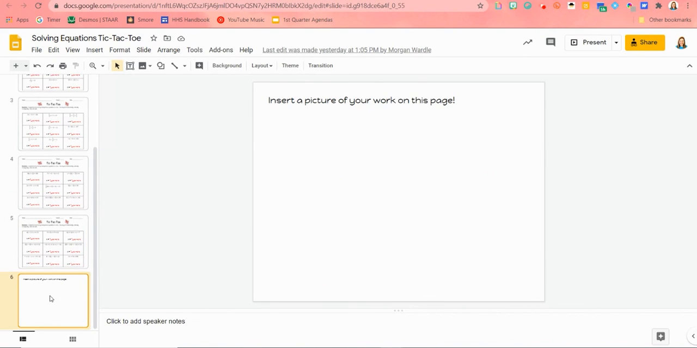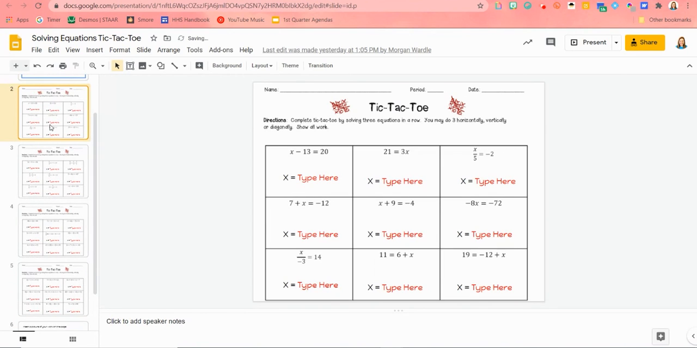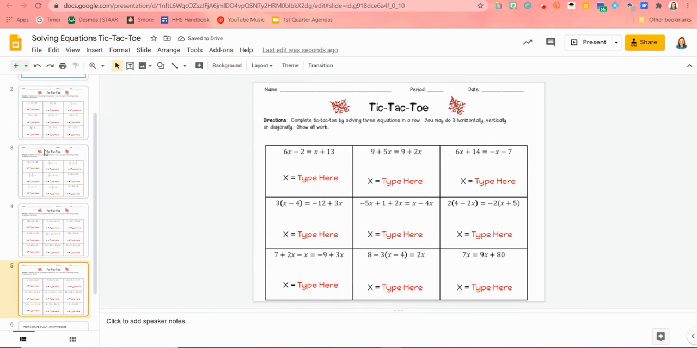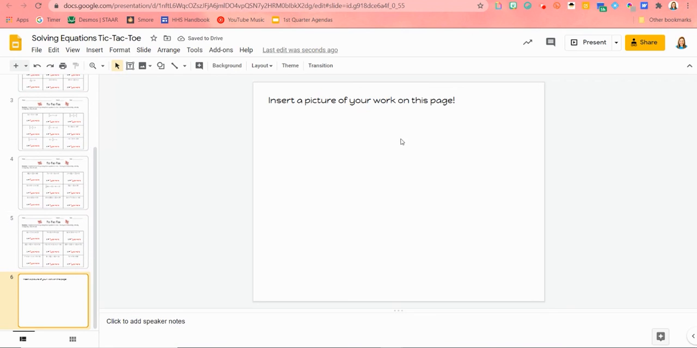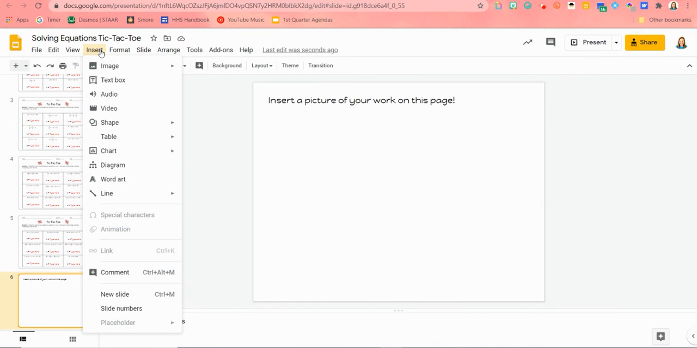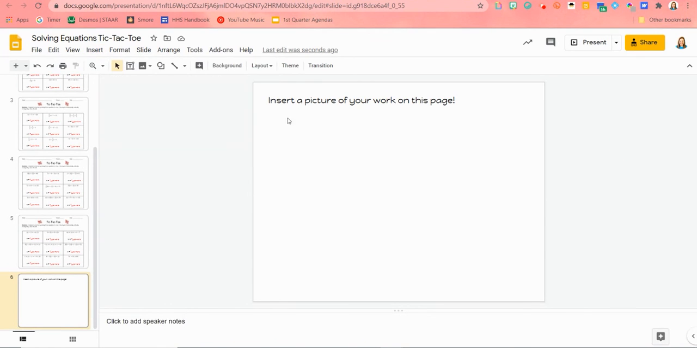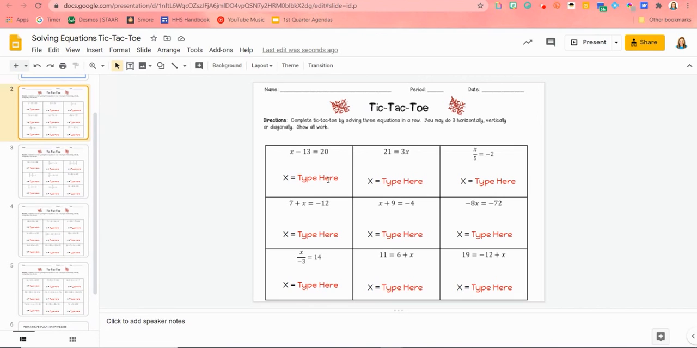And then when you've finished, you need to be sure to insert a picture of your work for all 4 slides. So you should have at least 12 problems worked on your page showing your work. And you're going to insert your work here. So remember to do that. You go to Insert, Image, and then you do Camera. And click on that. It'll bring up your camera. You can take a picture of your work and put it here. You can take more than 1 picture if you need to and put them here. That's fine.